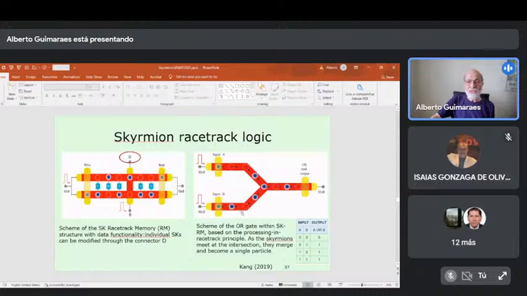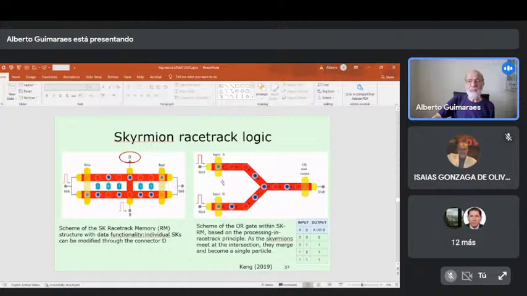These are variations. In the racetrack, normally you have to empty the racetrack completely if you want to modify one single bit. One way of avoiding that is having a connection between the bits. So the bits are moved until they reach this bridge here, and then the one single bit is modified. These are devices that can use skyrmions.